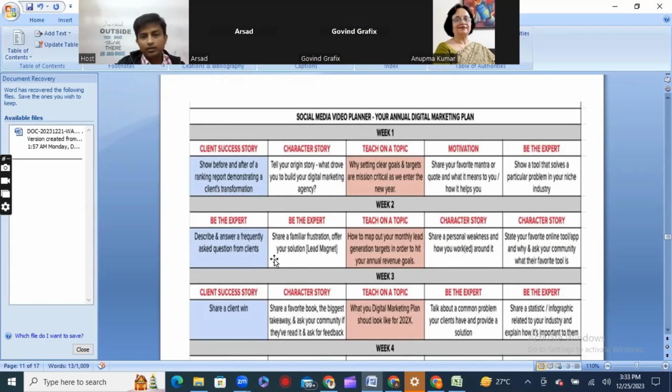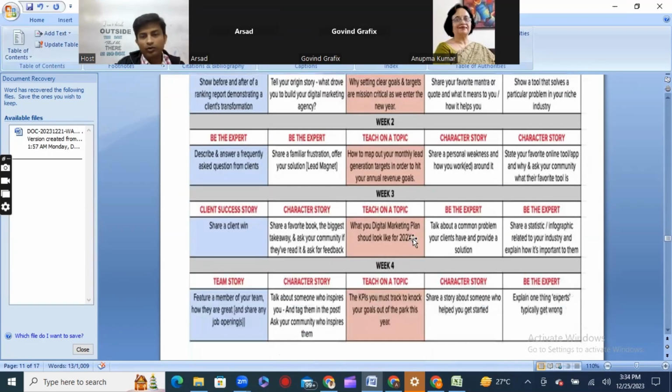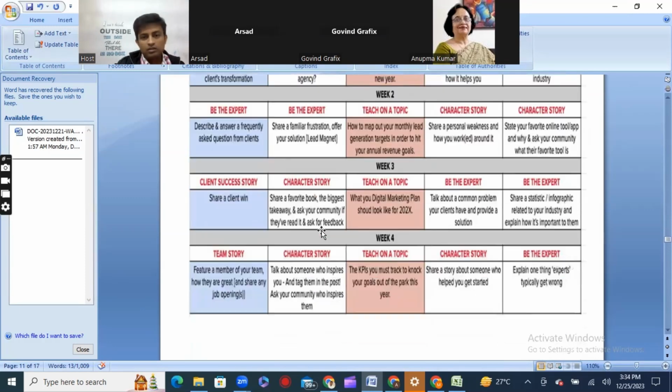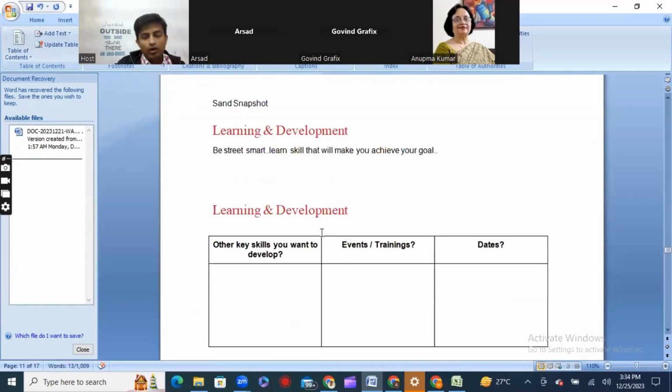and offer your solution. That is a lead magnet you can do. Teach a topic, okay, do a webinar. Character story: share a personal weakness and how you worked around it. Like that you do a character story, client success story, like that you plan it. I will share this sheet, so don't worry, you will get this idea of how to plan this. Then you have to load the snapshot, and once your snapshot is ready, you can demonstrate this to other clients that I have planned my whole calendar for the year. And if you want to do the same, you can also do that. Just you have to plug in, and it will happen.